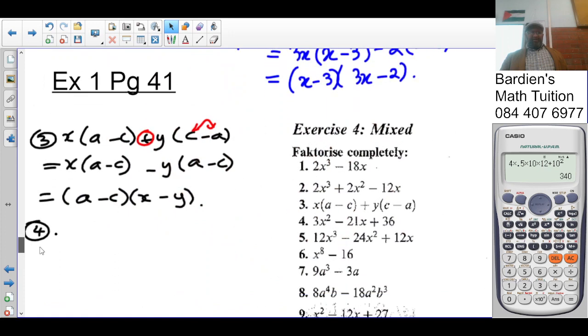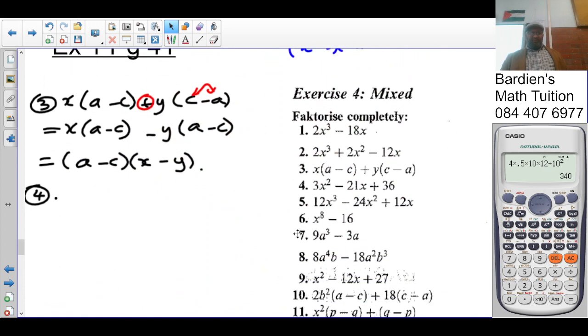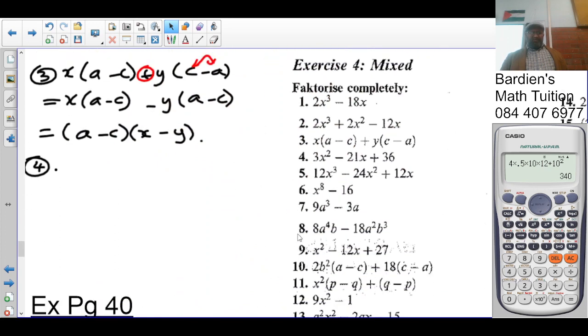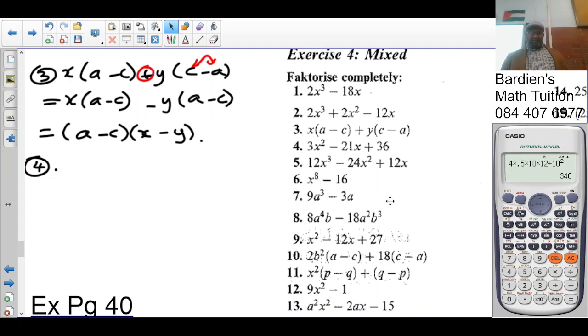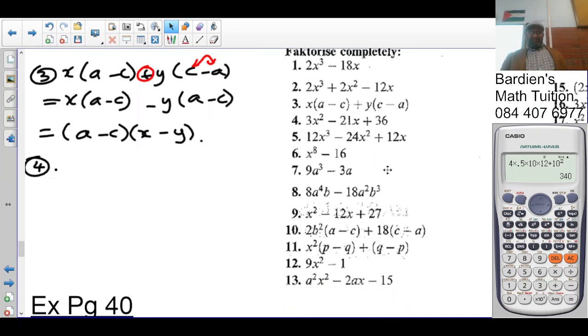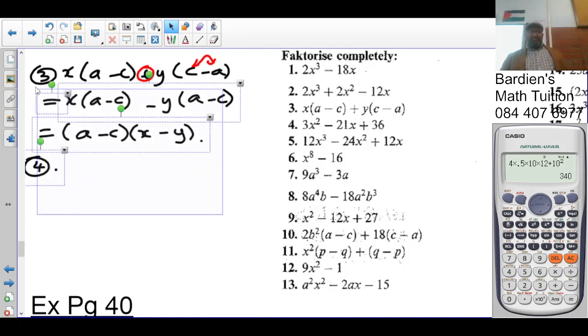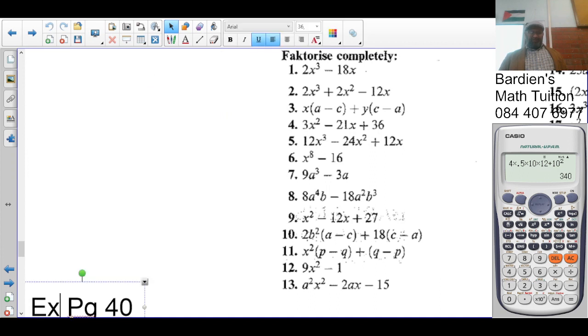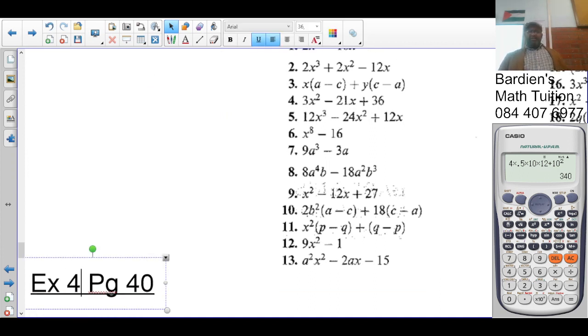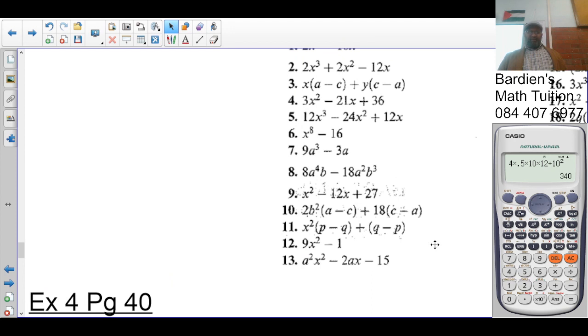So you guys had homework. The homework was exercise 4, and out of exercise 4 you had to do the rest of the exercise. I don't think I'll have time to touch on that last thing. I think we did the first 3 questions, correct? But we'll see now how far we get. So it's exercise 4 and this is on page 40, correct?